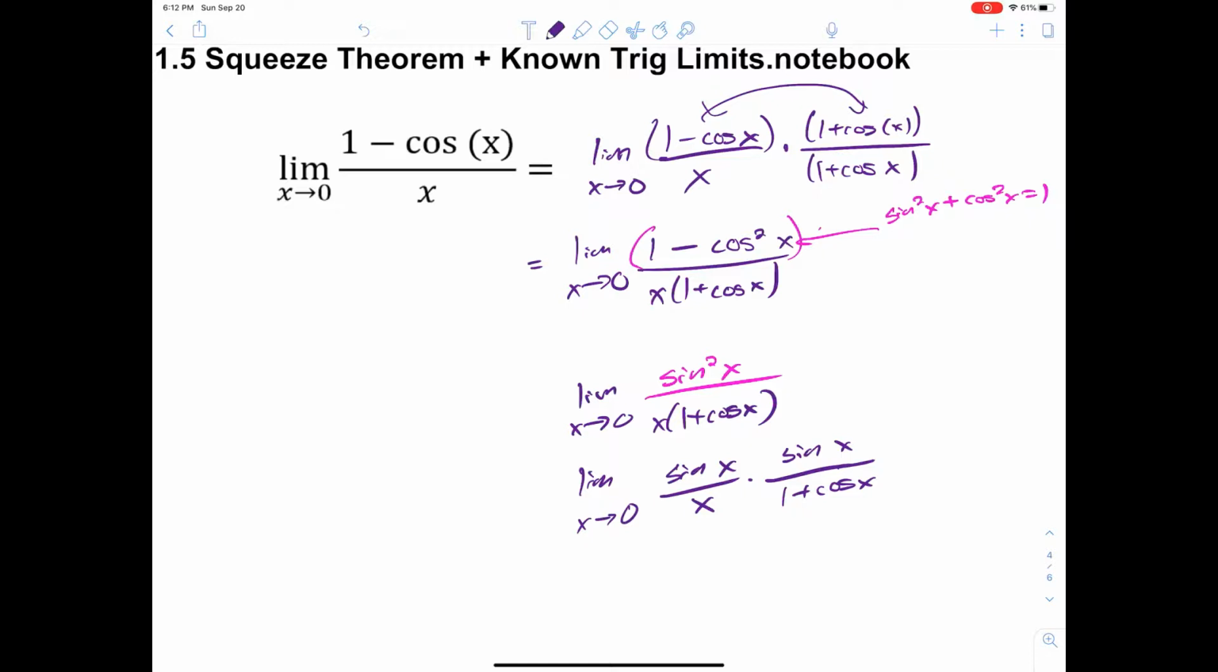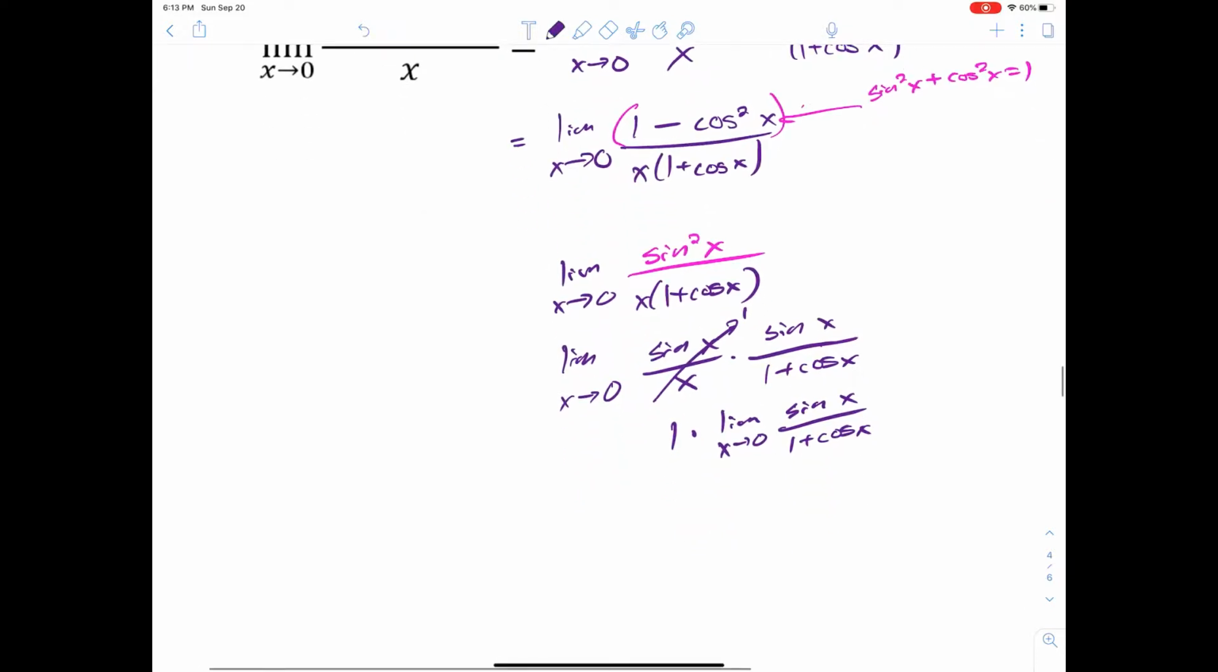Okay, so we know that this limit goes to 1. So I have 1 times the limit of whatever this is going to be, x approaches 0, of sine of x over 1 plus cosine of x. So hopefully we don't get 0 over 0 in indeterminate form here. I don't think that'll happen. We'll have 1 times, you plug in 0 on top, you get 0. You plug in 0 on the bottom, right here, you get 1, so you get over 2. So we got 0 over 2, which is 0. 1 times 0, which equals 0.